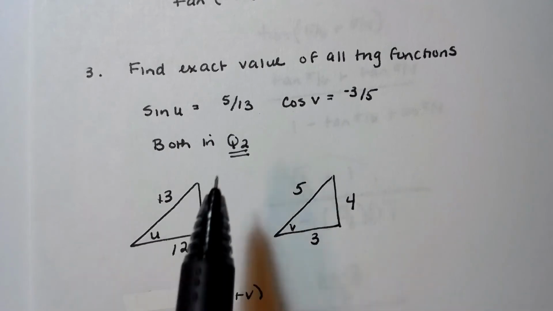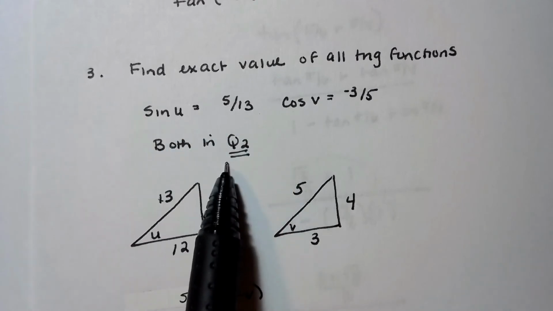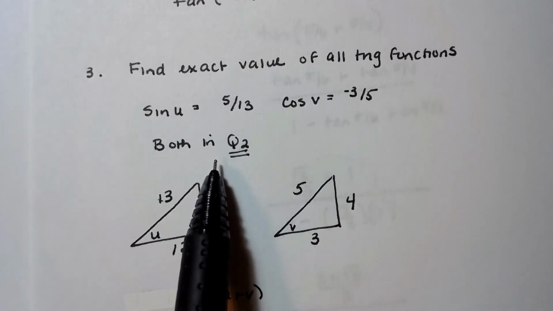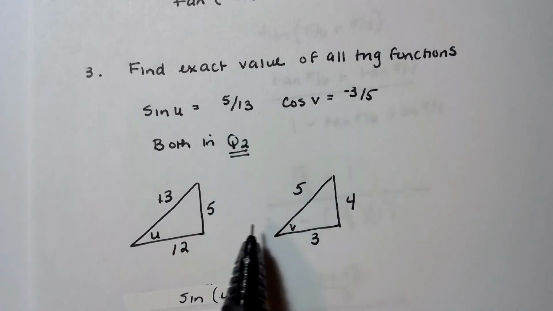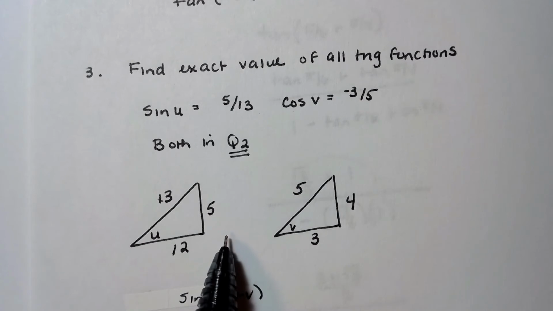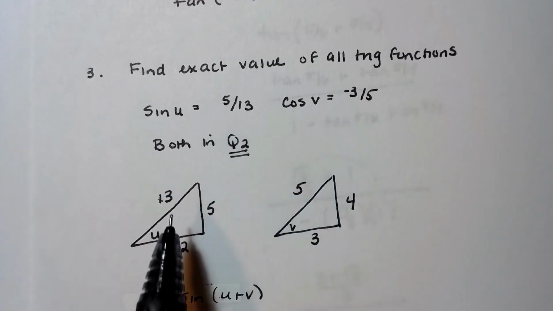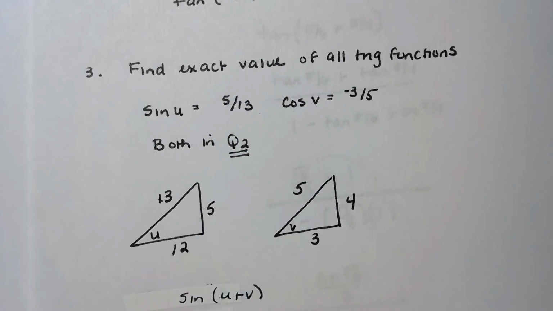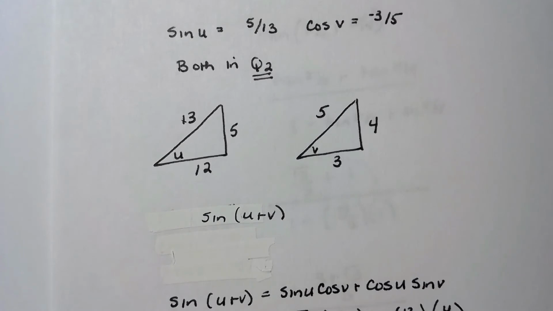At this point, you want to remember where your angles are. This is telling you that they're both in quadrant 2. So what do I know? I know that the sine is positive in quadrant 2 and the cosine is negative. That means my tangents are going to be negative, the secant is going to be negative, the cosecant is going to be positive, and so forth. But rather than that, what they want you to find is the sine of u plus v.